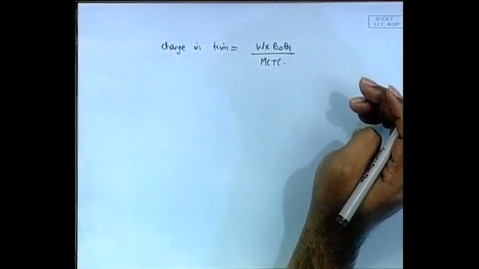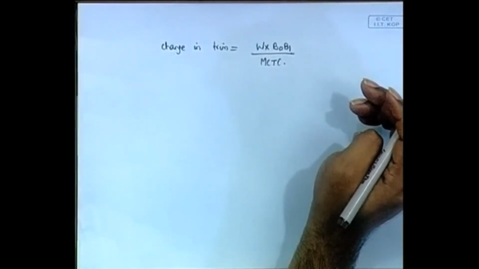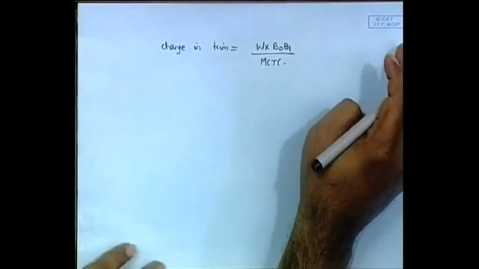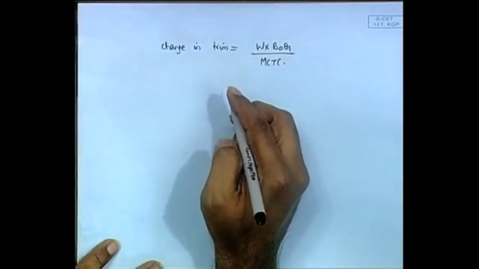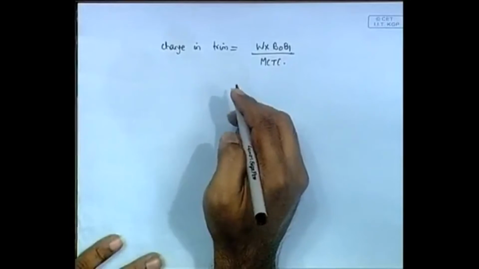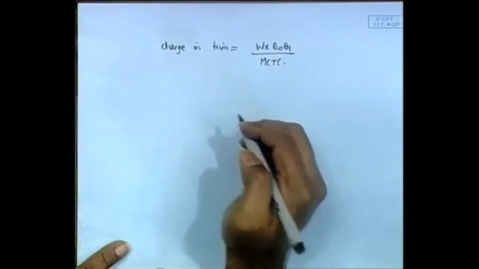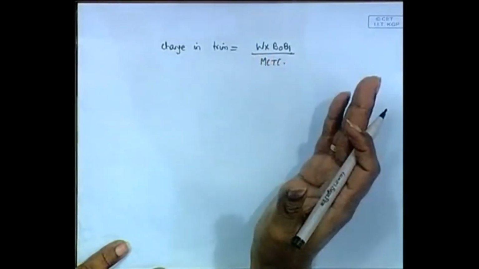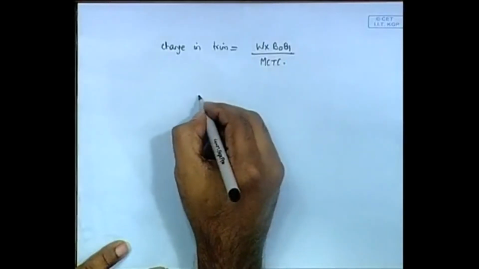Change in trim. This is change in trim. You are talking about change in draft. This is change in trim. Then, okay, we can write one formula. We know that the initial weight is equal to the final weight, that is the weight of the ship. So you can write like this.